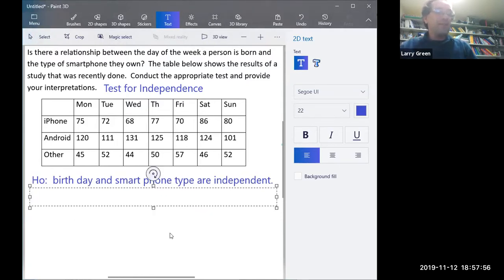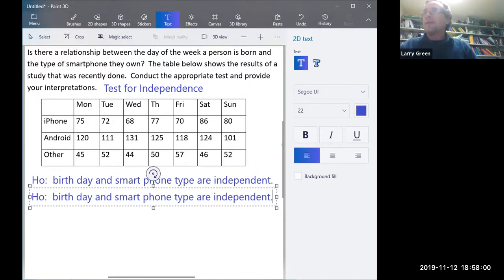Okay, and you're used to this before. For H1, I can copy and paste and just change a couple things. So make that H1. What should I do to change it? I could do not. I could do even better than that. We've seen this in chapter 3. I can get rid of the in. Does that make sense? So I can say birthday and smartphone type are dependent.